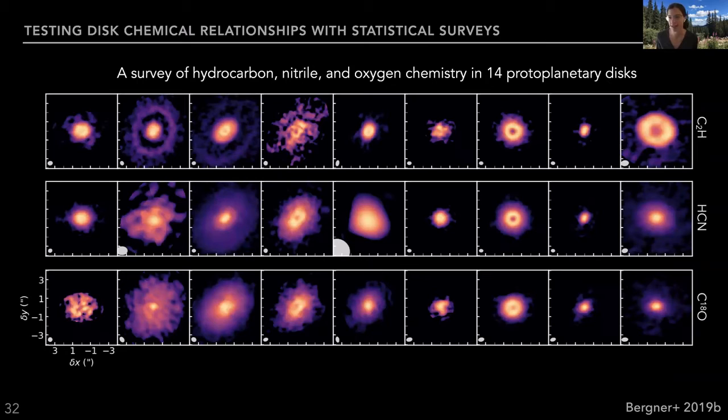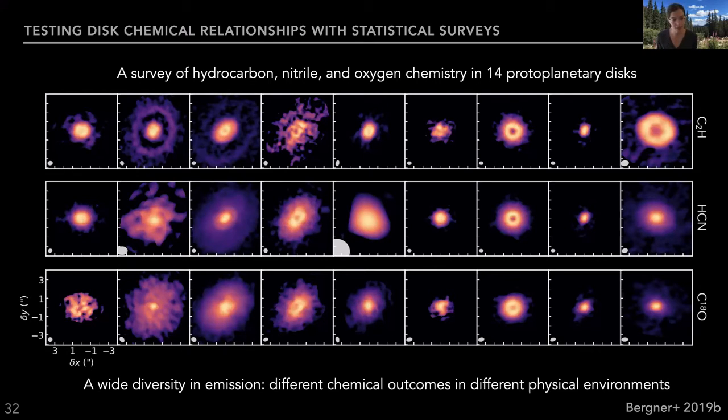Here you can see the C2H, HCN, and CO emission for a subset of our disk sample. First of all, they're just really beautiful images, but we also have a great diversity in the emission patterns that we see, both for a given molecule from disk to disk, and also for the same disk seen in different molecules. This diversity in emission is really speaking to the fact that we have a chemistry that is sensitive to the different physical environments, and that is leading to these very different outcomes in the emission patterns.